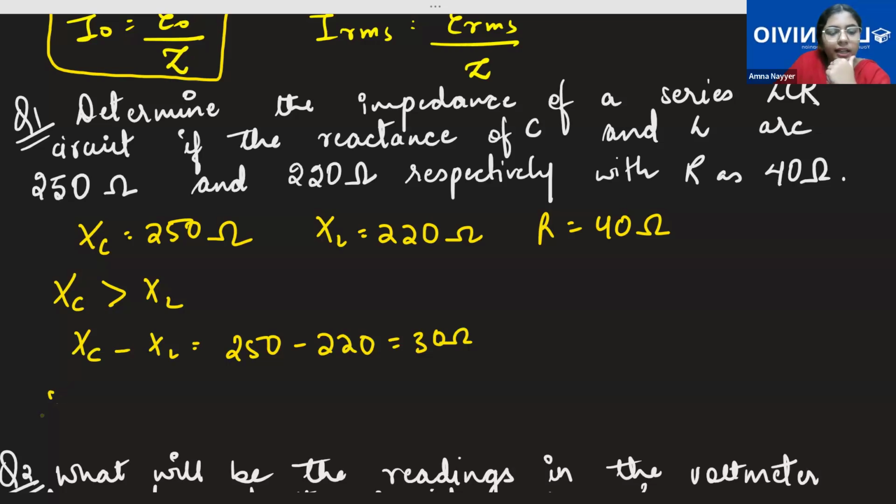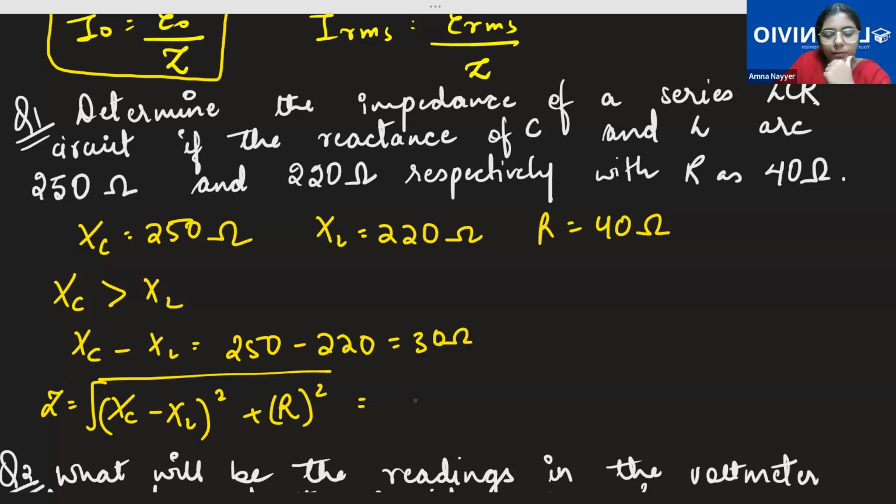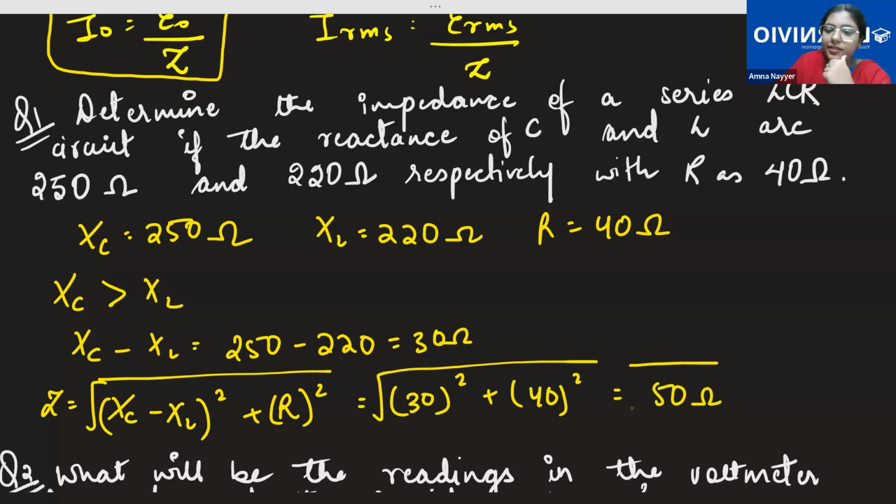So what do we have to calculate? Impedance will be under root of (XC minus XL) square plus R square, which will be under root of 30 square plus 40 square, which is equal to 50 ohm. So this is the net resistance of the entire circuit. Yeah, easy question, formula based. Yes, ma'am. Write it. Now we'll move on to the resonance topic.